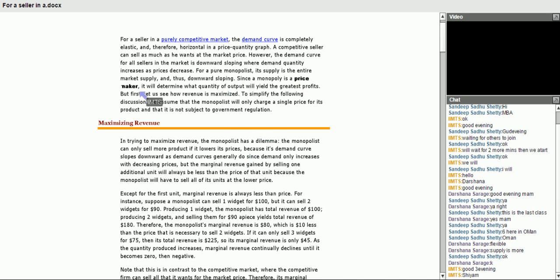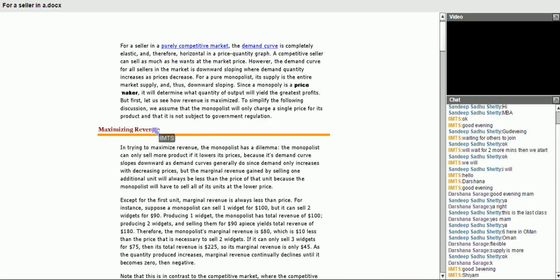Yes. So, since a monopoly is a price maker, it will determine what quantity of output will yield the greatest profits. But first, let us see how revenue is maximized. That is the only way to maximize the profit. When you get maximum returns on your sales, or when you are able to generate maximum sales for your product, that is when you are going to get the maximum profit as well.